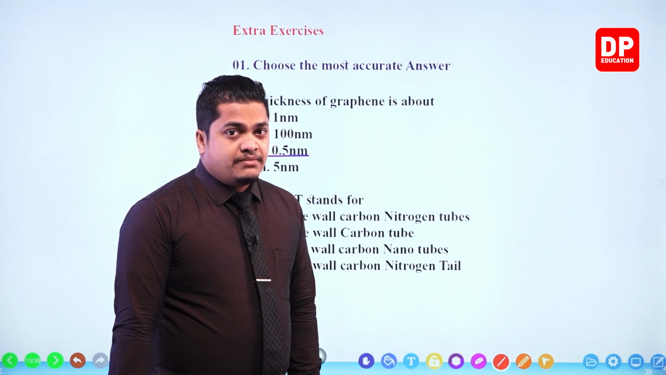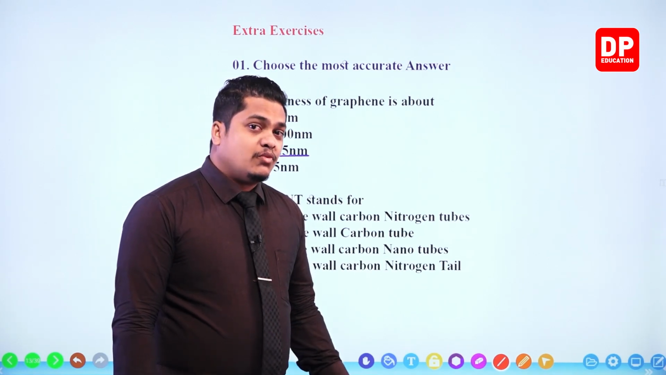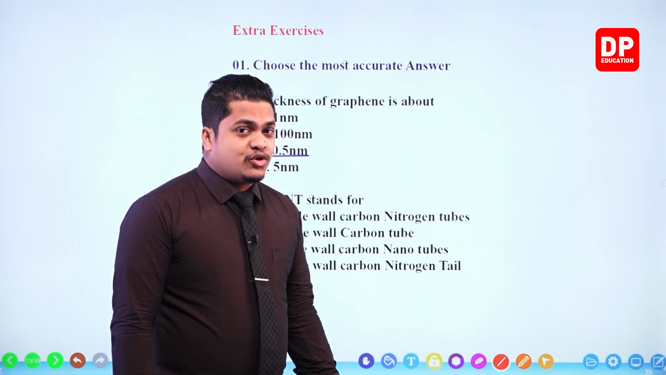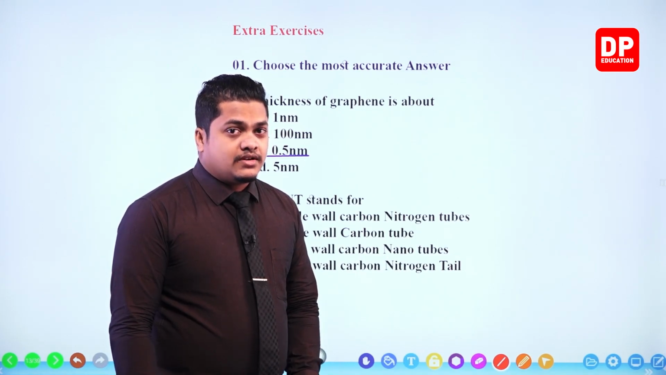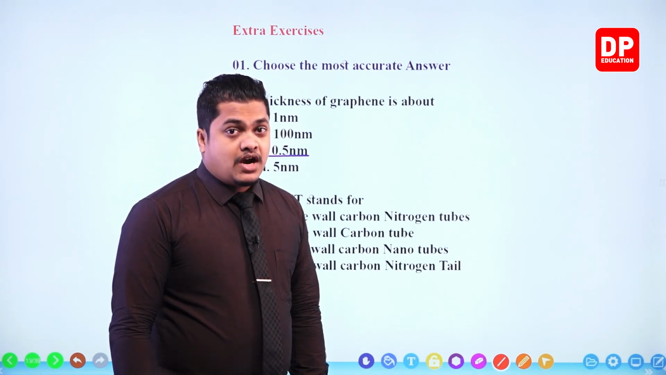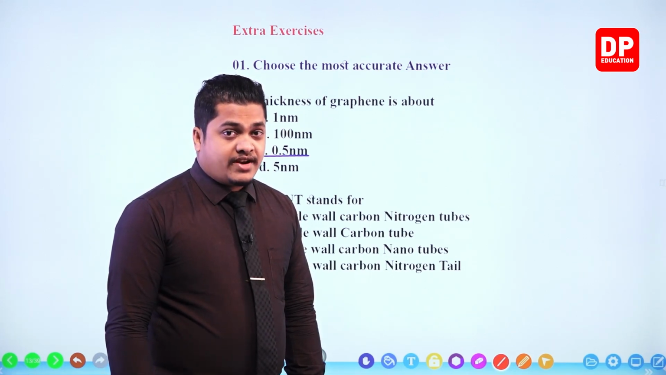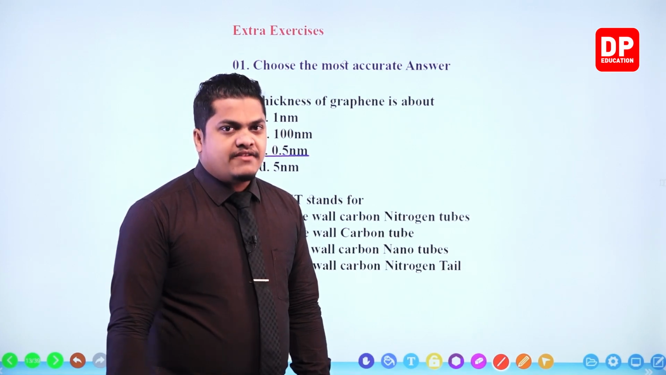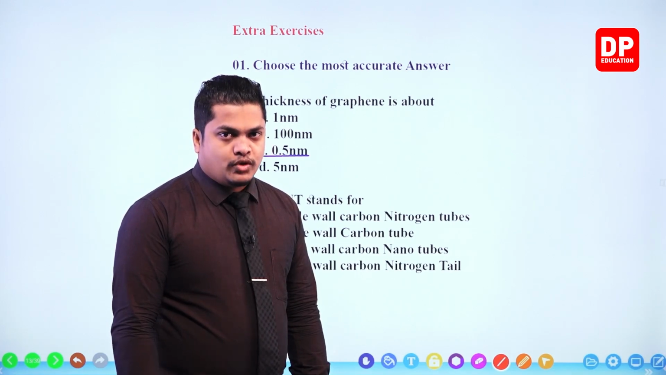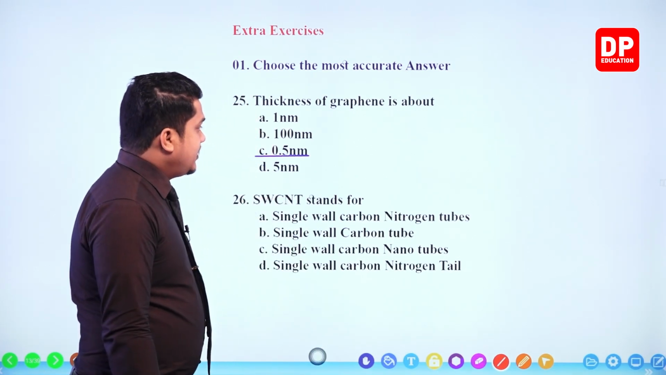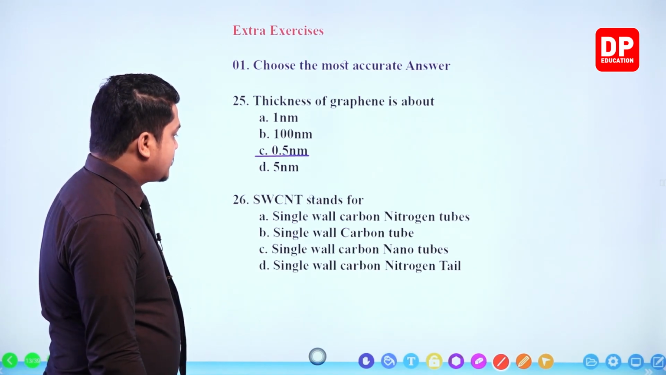It's going to go even beyond the scale of nano, even smaller than the nanoscale. Usually nanoscale refers to 1 to 100 nanometers. However, the thickness of graphene is like 0.5, half of a nanometer. Very, very thin. However, the strength is going to be very high. So this is the answer then. 25th, 0.5 nanometers. Next one.